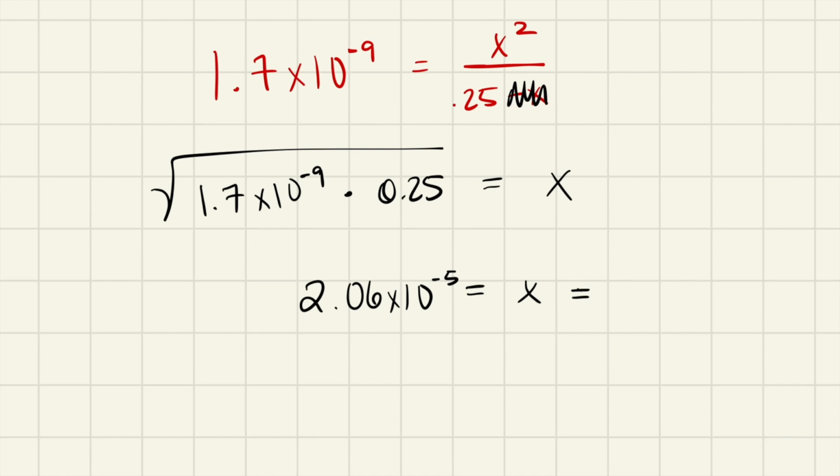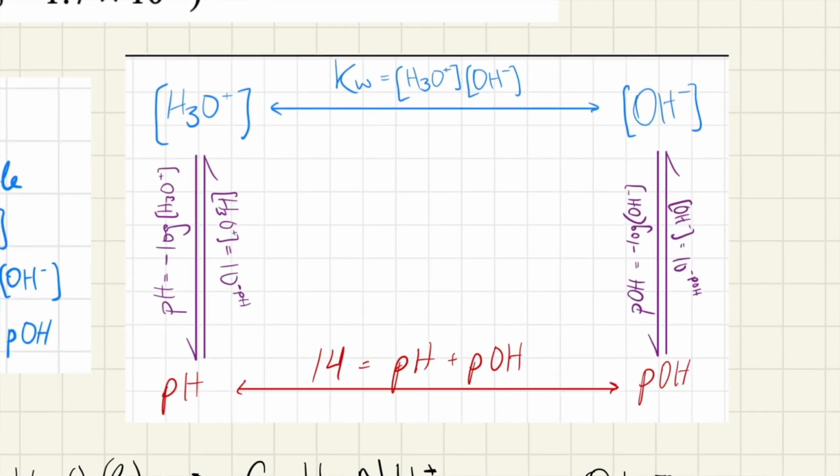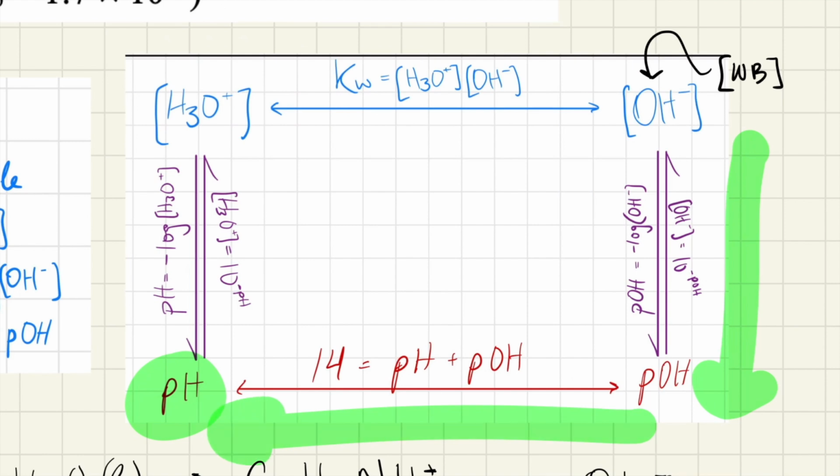Why is that important? Because it gave us our hydroxide. That's the whole goal of the base problem, to figure out how much hydroxide is there. Once we have that, we get into the area of what I call the rectangle. We have this weak base. We're able to, with an ice table, figure out the hydroxide concentration. And our job is to get to the bottom left corner of this rectangle. And we're going to go this way and this way. We're going to figure out our pOH first. And then we know that pH plus pOH is equal to 14 at room temperature.